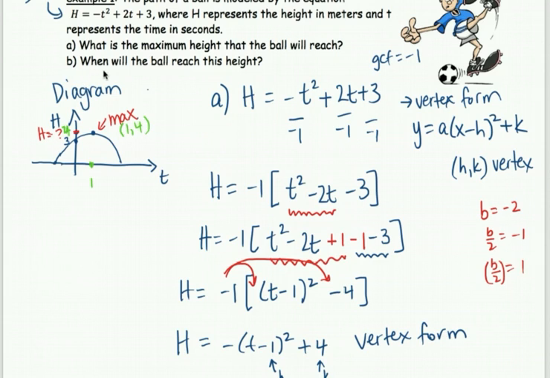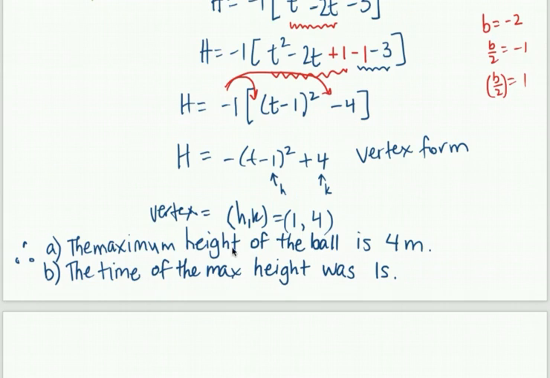And then part B is, when did the ball reach that height? So it reached it at 1 second here. So this is seconds. All right, so let's make that final statement here. The maximum height of the ball was 4.